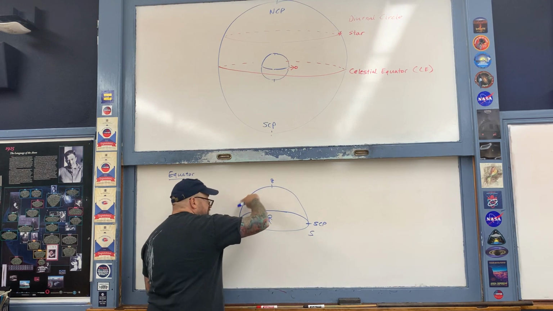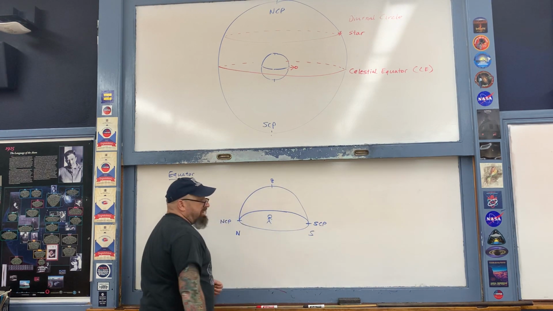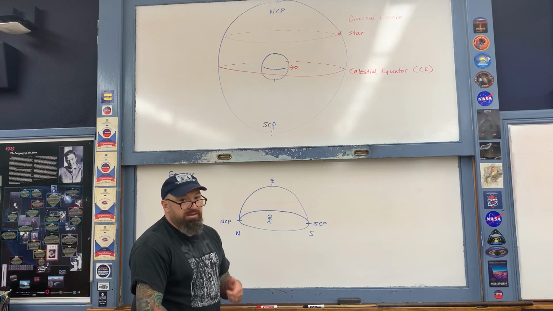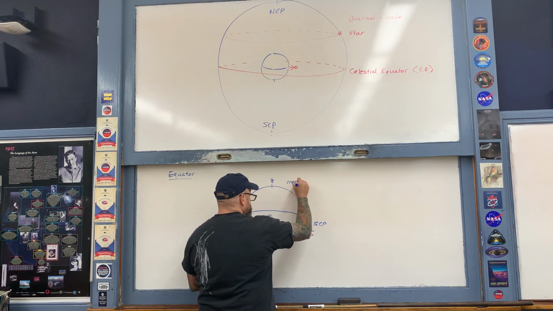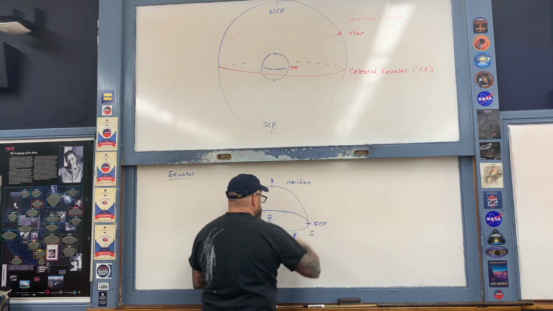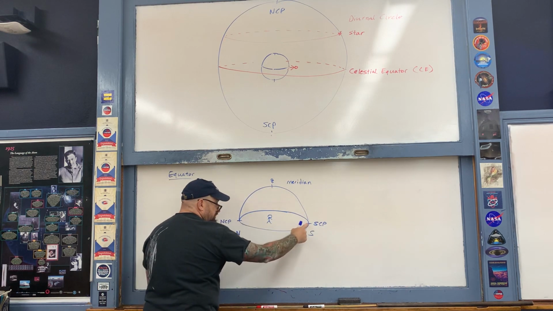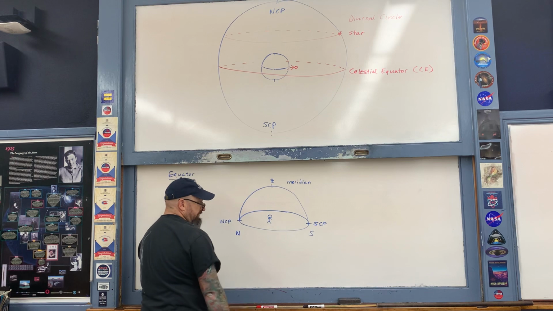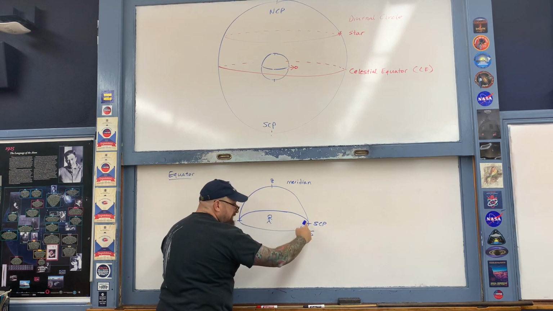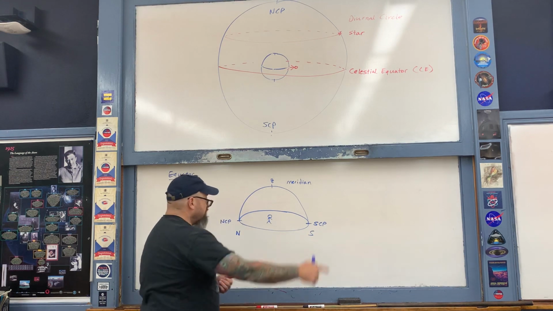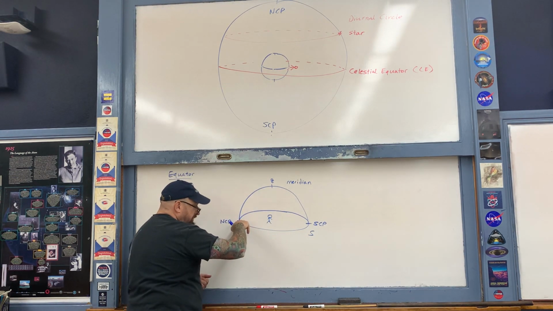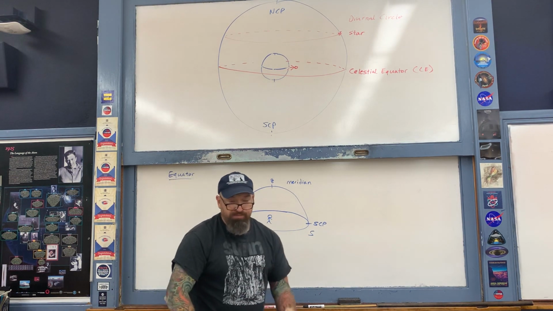Okay, now this semicircular line that I've drawn here on this diagram, this line has a name. It's referred to as the meridian. The meridian passes through the celestial poles and it passes through the zenith. Where the meridian intersects the horizon over here, by definition, is due south. Where the meridian intersects the horizon over here, by definition, is due north.